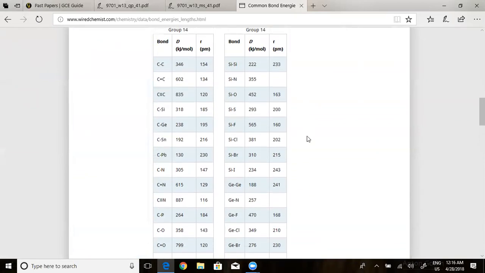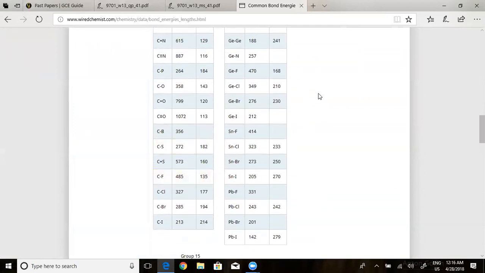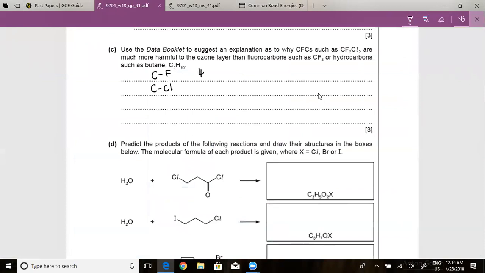It's somewhere around here. Now see where CF is. This is 485. Okay, its bond energy is 485. And the bond energy of this one is 340. Its bond energy is lower. So this is easier to react. That means this forms more radicals than this one. That means this is more dangerous.